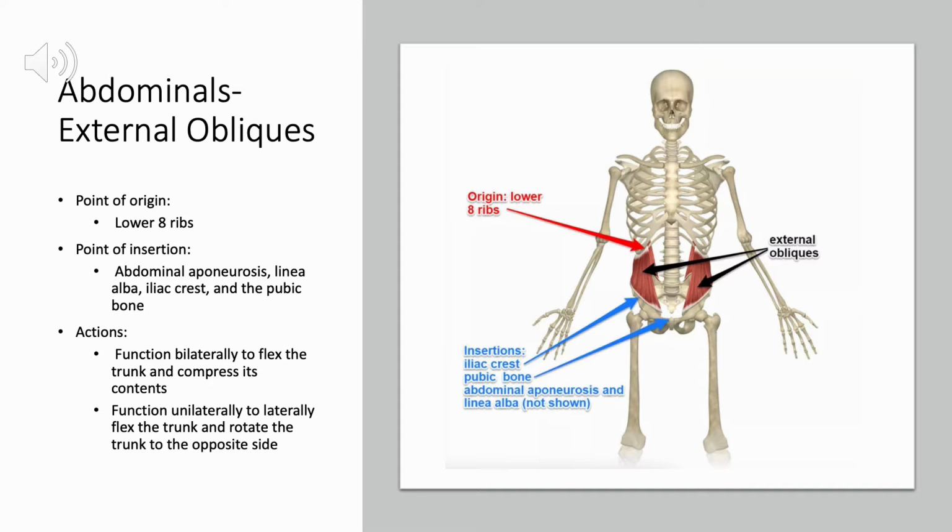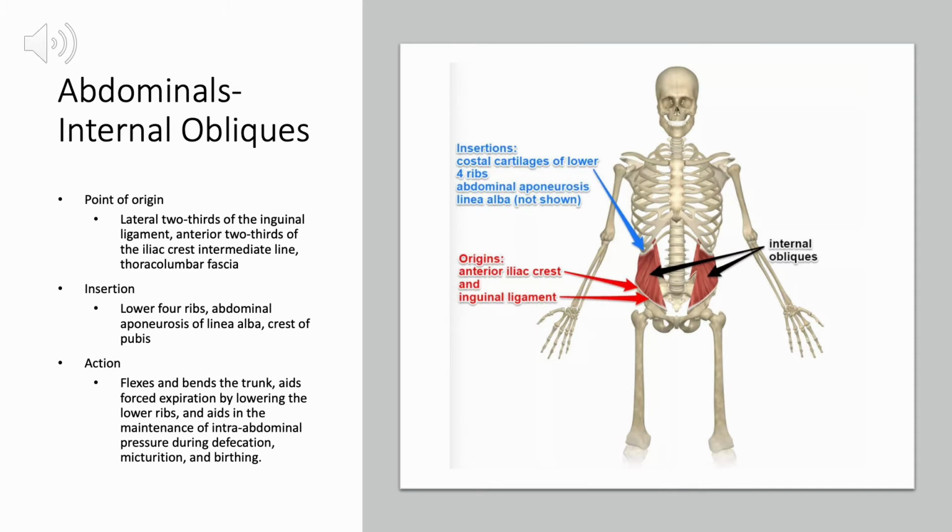The actions of the external obliques are to function bilaterally to flex the trunk and compress its contents. It also functions unilaterally to laterally flex the trunk and rotate the trunk to the opposite side.